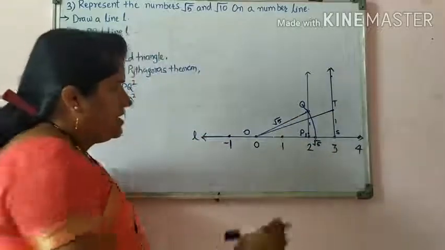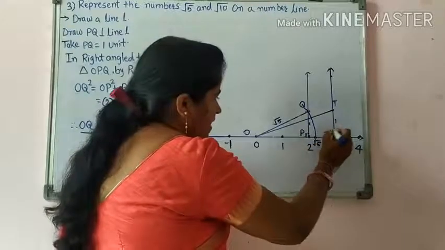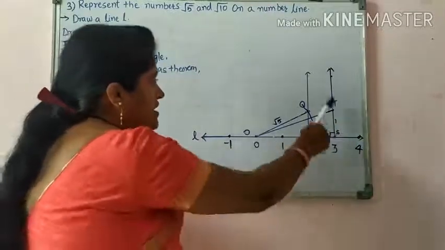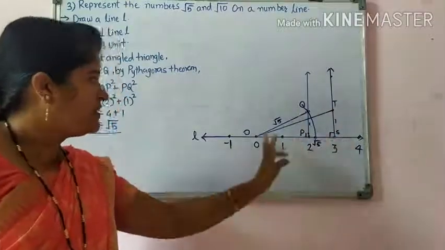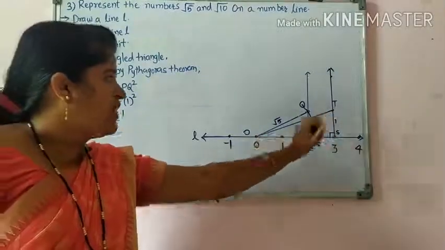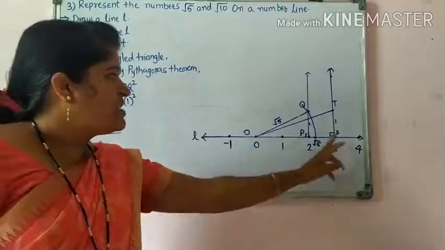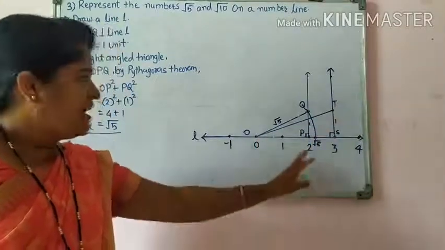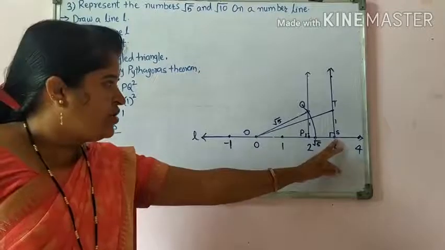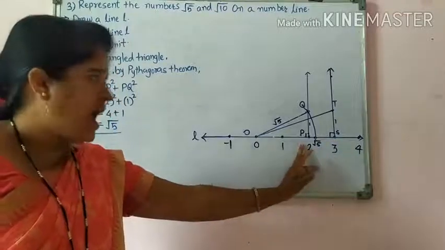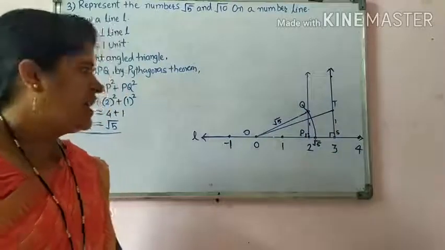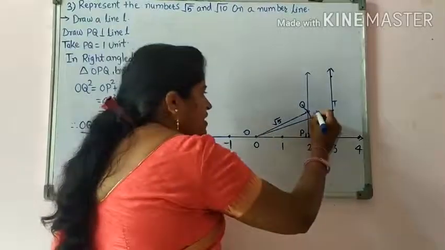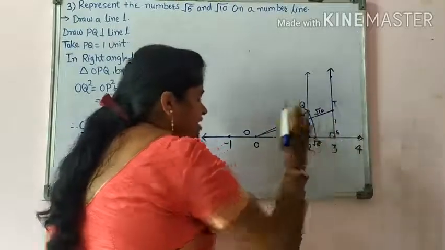See here, here is also formation of right angled triangle OST. In this triangle OST, by Pythagoras theorem again, OT square is equal to OS square plus TS square. This distance is of 3 units. So 3 square is 9. This distance is of 1 unit. 9 plus 1, 10. Means distance OT is nothing but root 10.